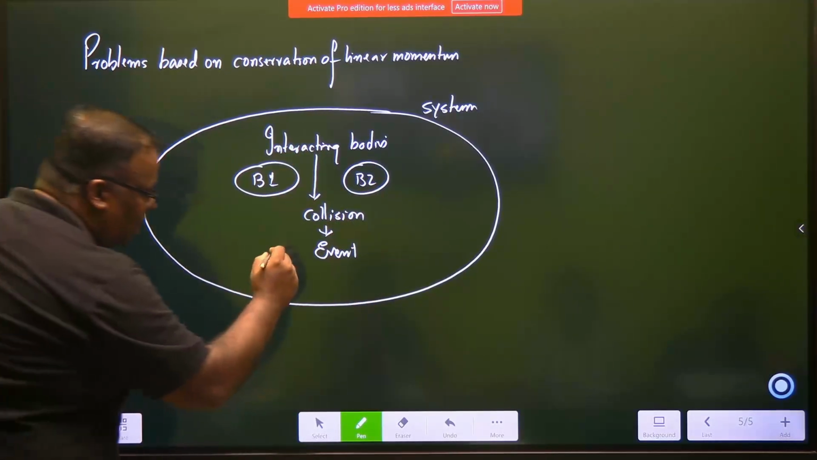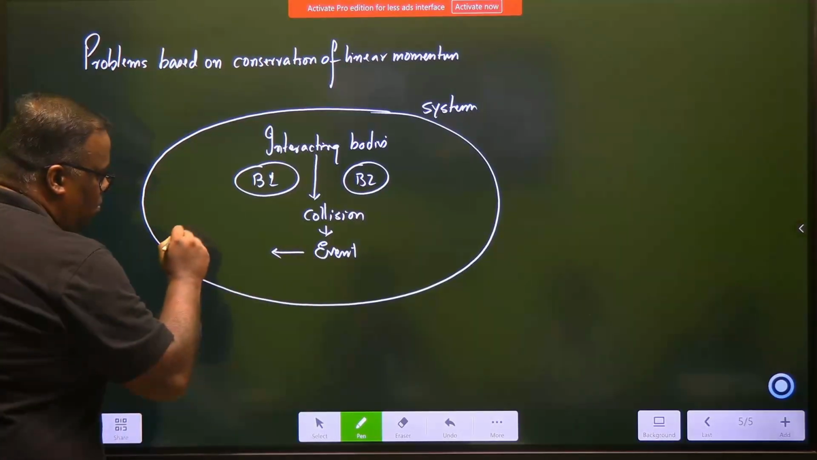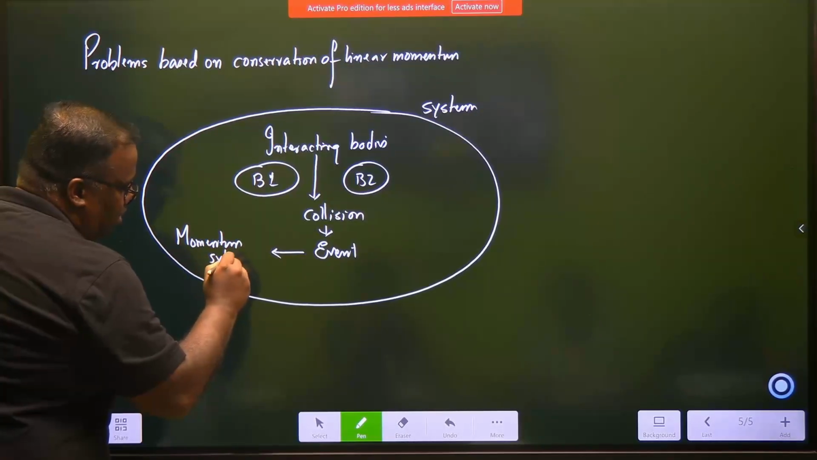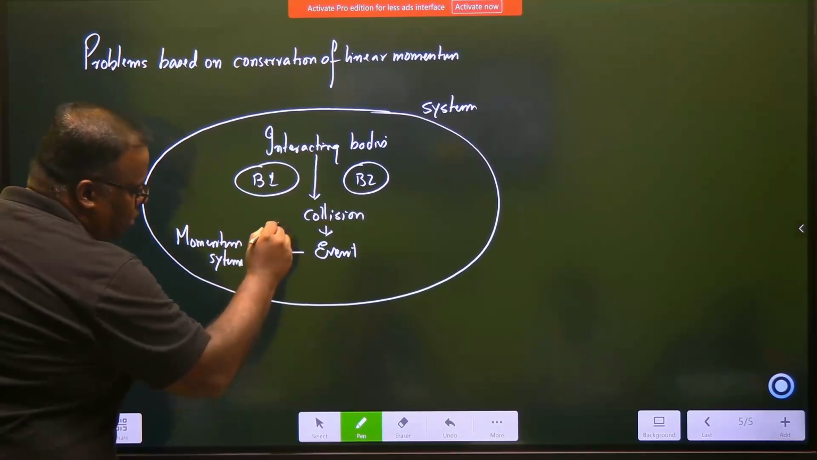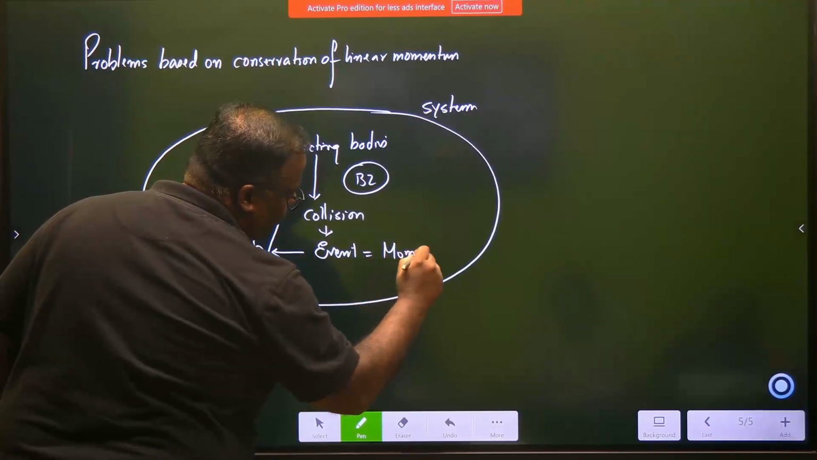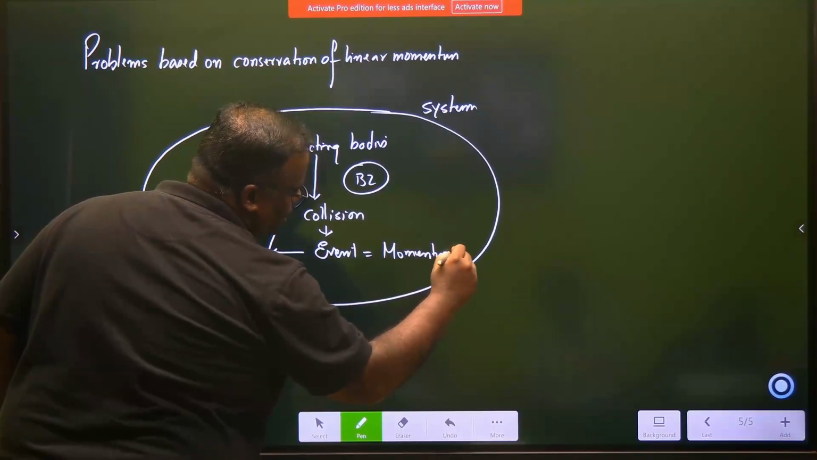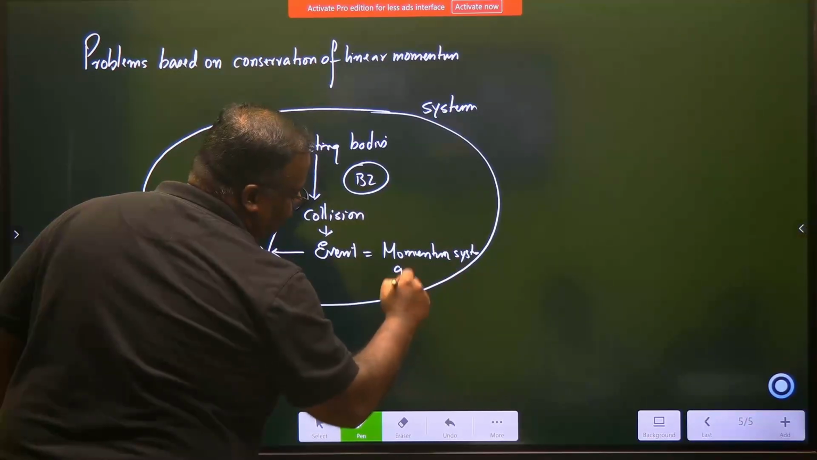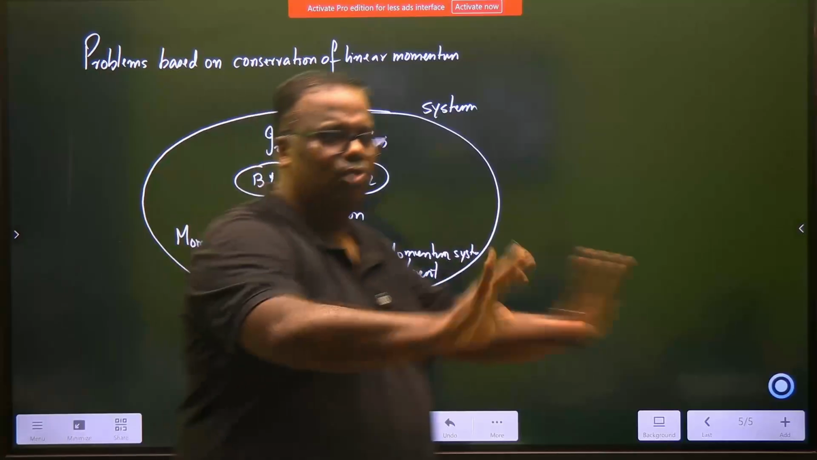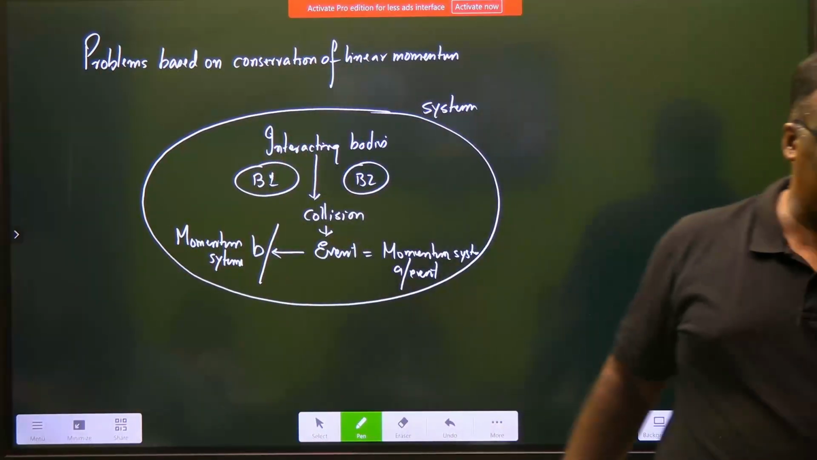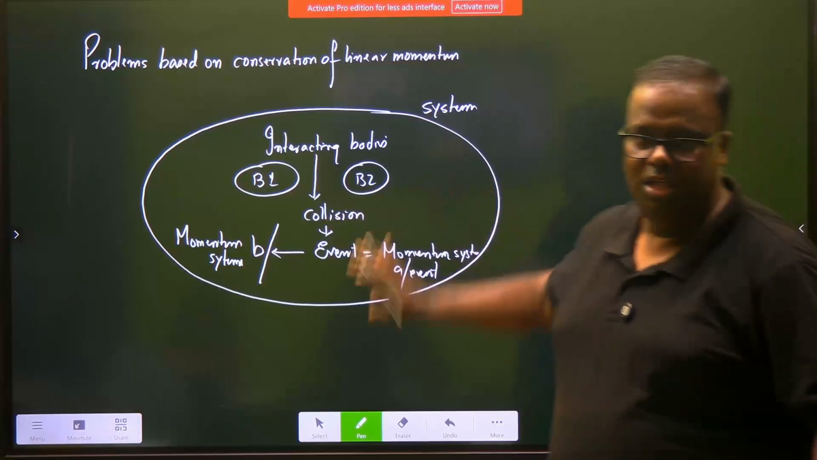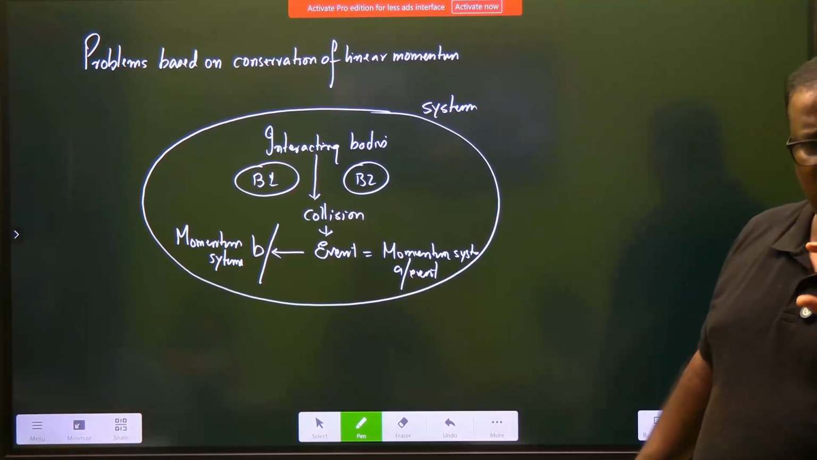All we need to target in these problems is the momentum of the system before the event, which will always be equal to the momentum of the system after the event. If you understand this logic, you can do every problem. You need not ask why the rifle is taken 0, why the truck is taken 0. Just know that all problems will have some event happening.